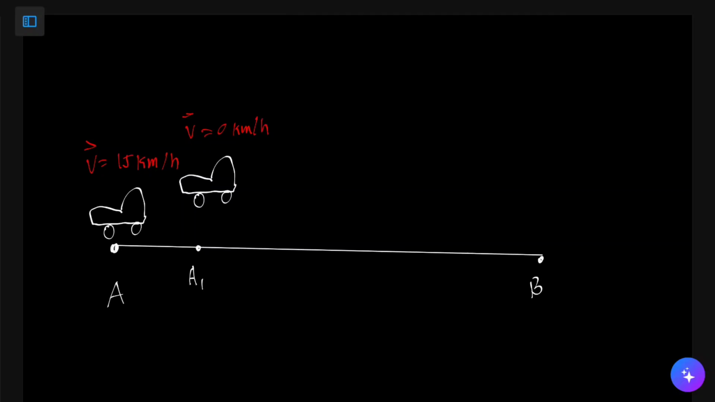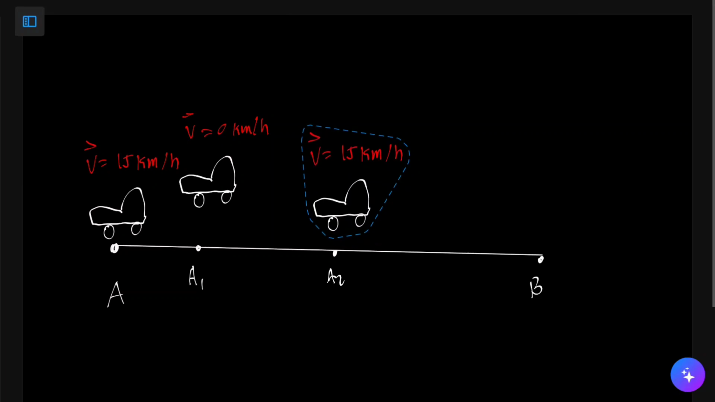Then, pagdating naman dito sa point A2, your velocity increased to 35 kilometers per hour until you reach the ending. So, in this act, what is happening with your car?